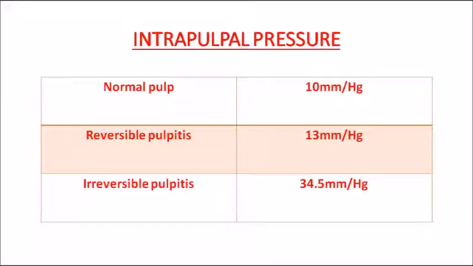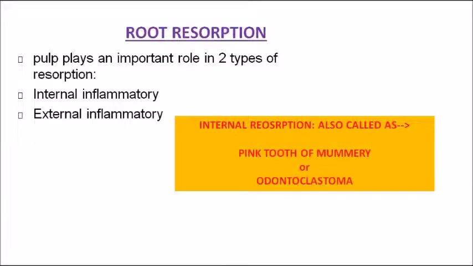Normally in the normal pulp there will be 10 mm Hg intrapulpal pressure, whereas in reversible pulpitis cases this will be 13 mm Hg, and when it becomes irreversible pulpitis the pressure reaches 34.5 mm Hg. How you should remember is normal, reversible, and then irreversible, right? Like that is the sequence. Now the numbering also you should remember: 10, 13, 34.5. Okay, 10, 13, 34.